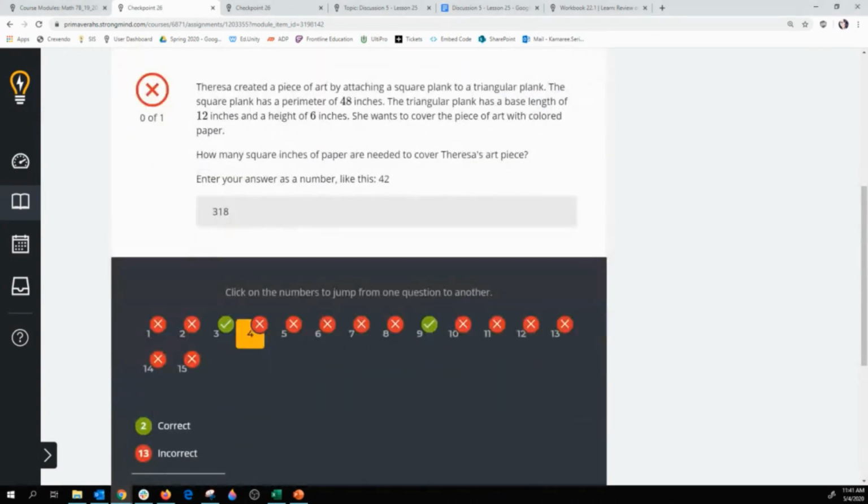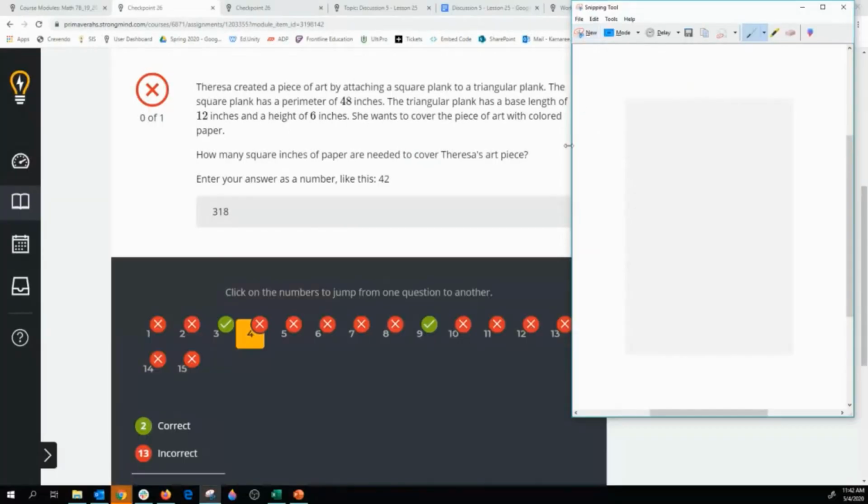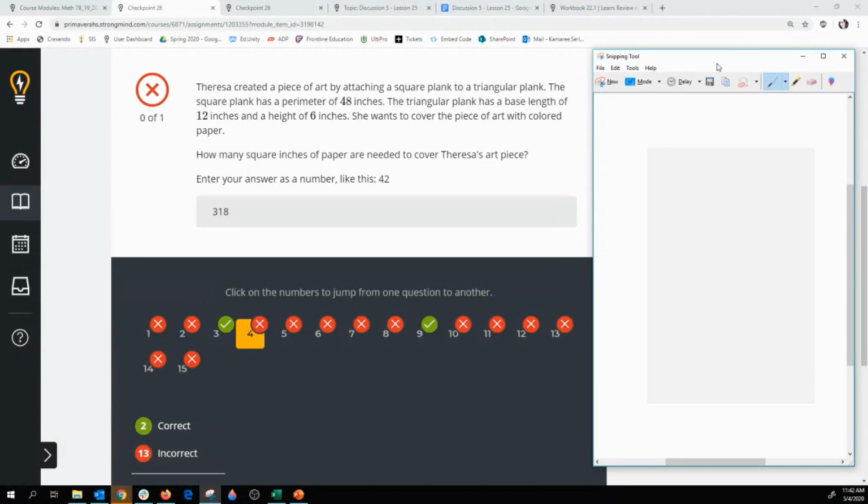would be this next problem talking about Teresa creating a piece of art. All right, so Teresa created a piece of art by attaching a square plank to a triangular plank. Okay, so let's draw a picture of what's happening here. So she is creating this piece of art and she is attaching a square plank to a triangular plank. So here's my square and she's attaching this triangular plank somewhere. We don't really know. Say it's like that.